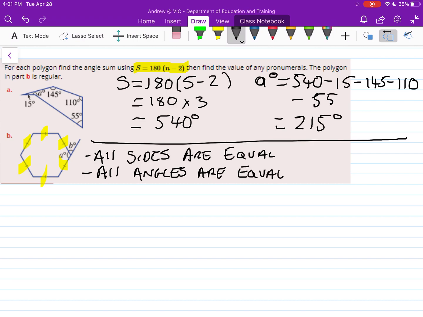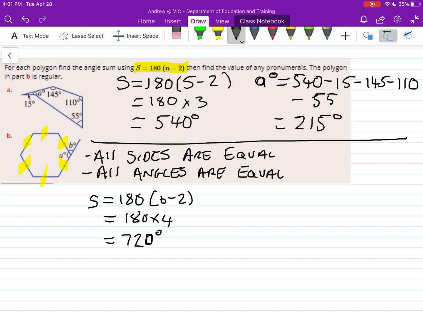So all we need to do for this one is figure out our total interior sum of the angles. We just use our equation. We've got 6 sides, so S is equal to 180 multiplied by 6 minus 2. So it's going to equal 180 times 4, which gives 720 degrees as the total.